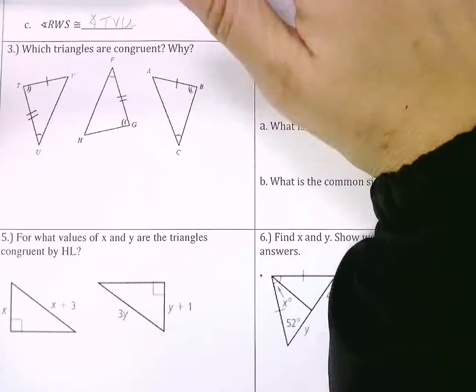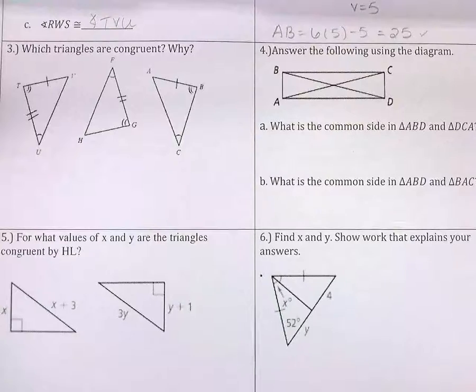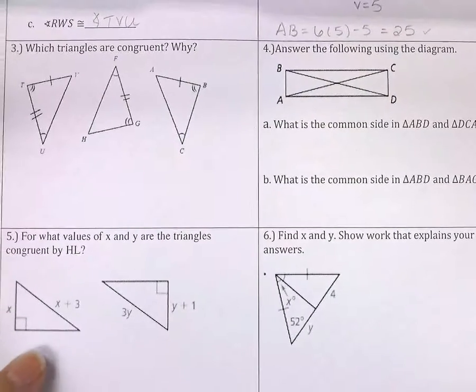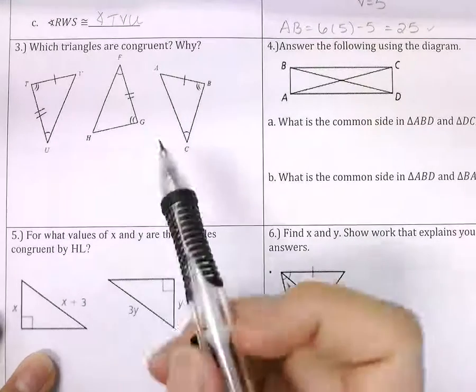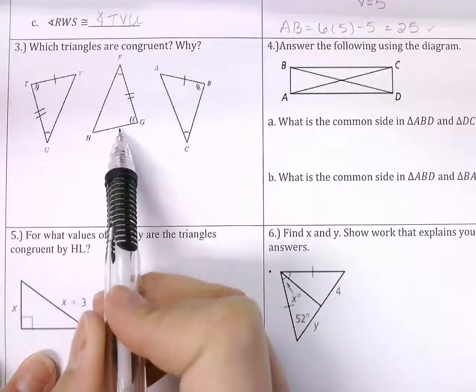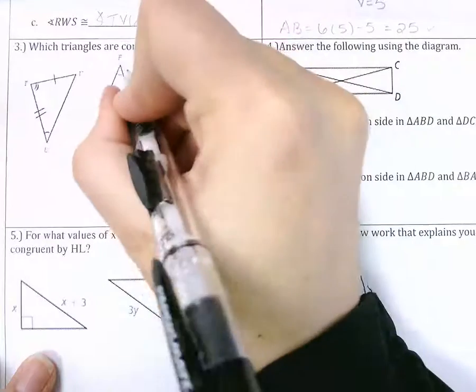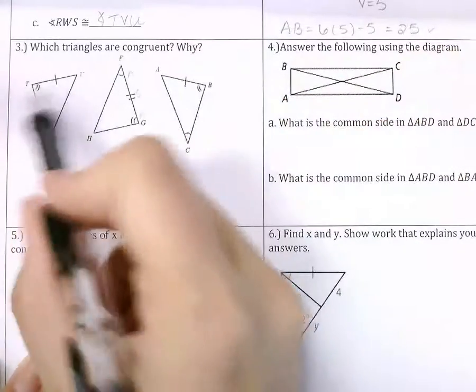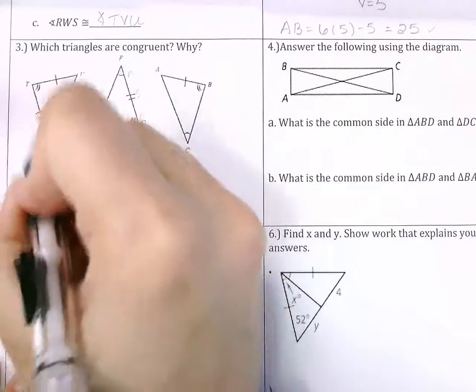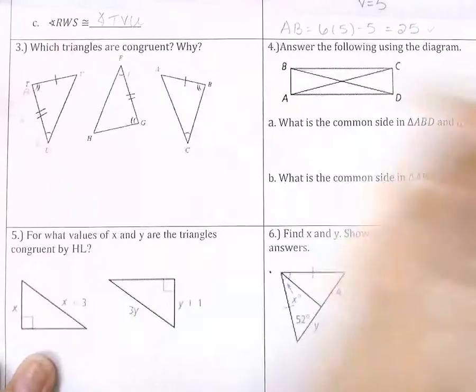So for number 3, you have 3 triangles. We're going to try to figure out which ones are congruent, if any, and then why. So let's just look at the first 2. This one only gives us an angle, side, angle. This gives us a few more things. So it gives us an angle, a side, an angle, and then another side.